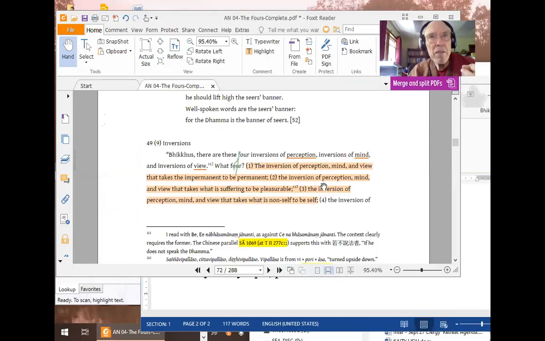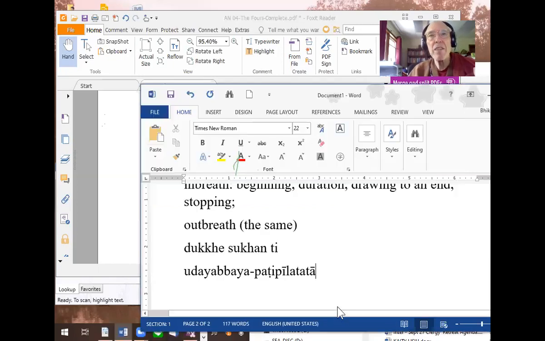Okay, then we have the inversion of taking what is not self to be self. Again, these distortions, these inversions of perception, mind, and view apply to the 5 aggregates. We could say that the 5 aggregates are the domain for the distorted perception, thinking, and view of a self.